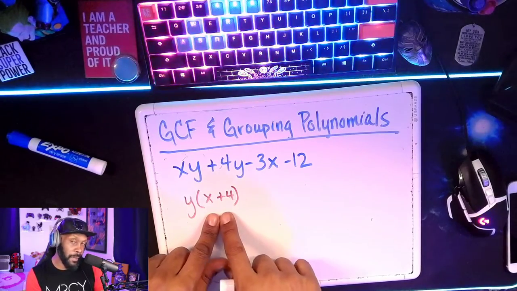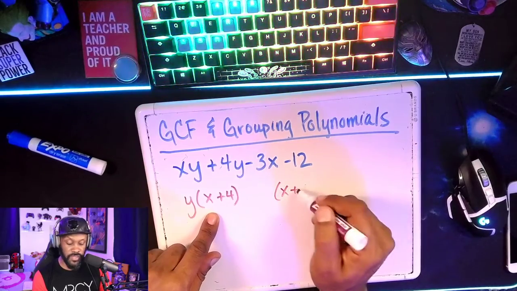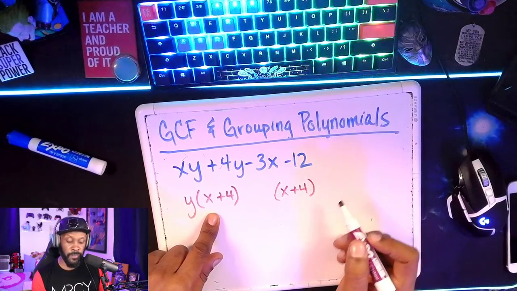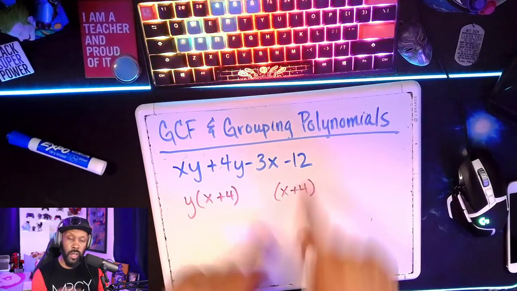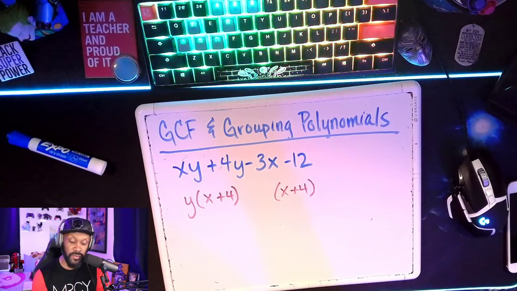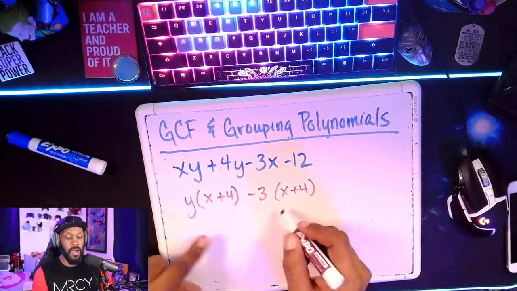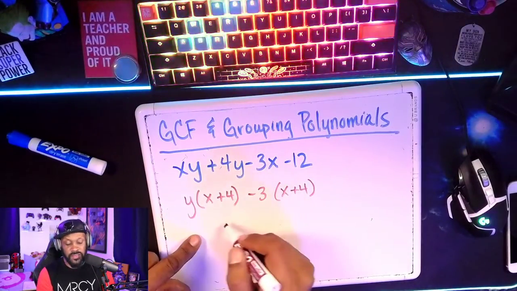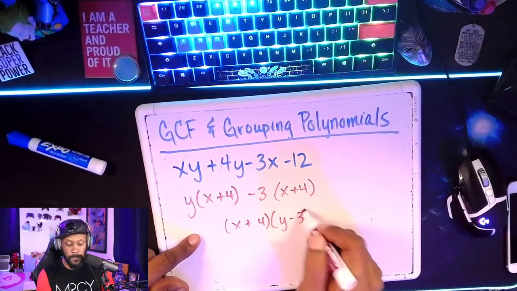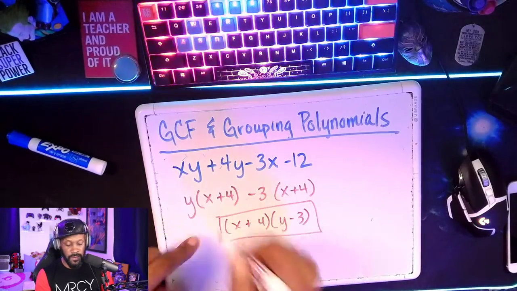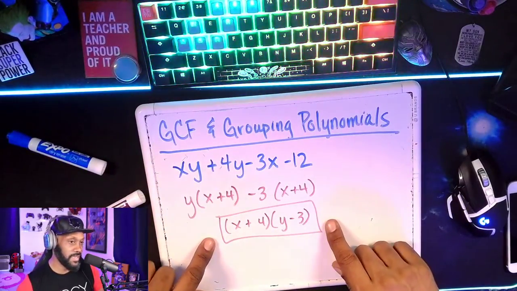Well, I remember in the problems that we just did, I had an x plus 4 on one side, and I had an x plus 4 somewhere else later in that problem. Well, if I also wanted to pull an x plus 4 out of this, what would be the GCF? Minus 3. And things should start to look a little more familiar. So that's how you take this and factor it down into this.